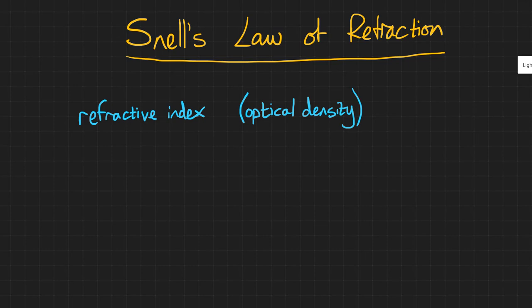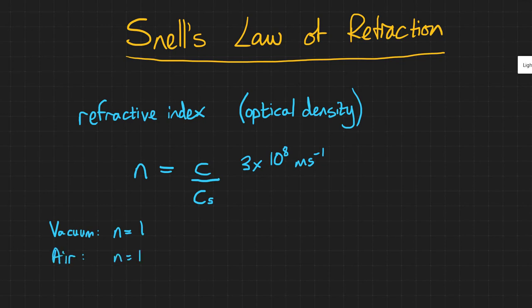The refractive index has the symbol n, and it can be calculated with the equation n equals c over cs, where c is the speed of light in a vacuum, so that's 3 times 10 to the power of 8 meters per second, and cs is the speed of light in whichever medium we're interested in. By definition, the refractive index in a vacuum is 1. Air causes light to only slow down by a tiny amount, so the refractive index for air is 1.000293. So we're going to just use 1.